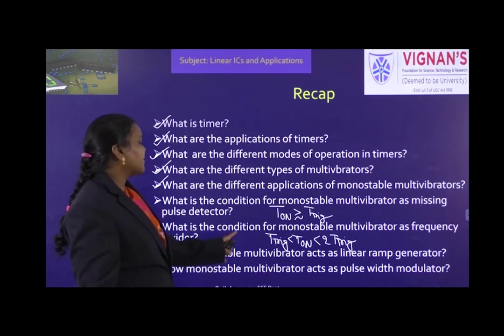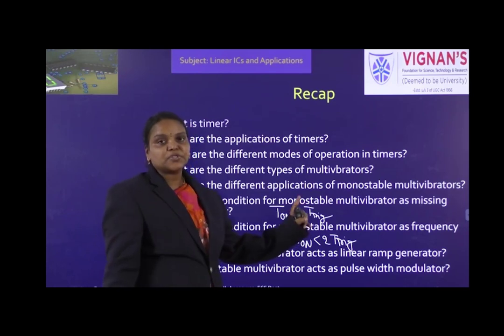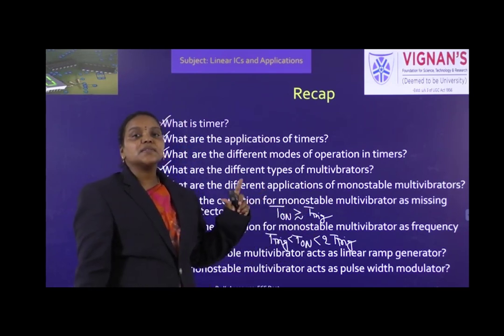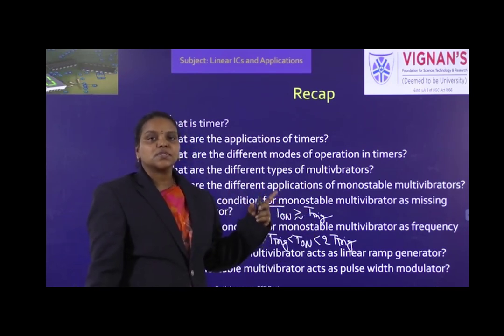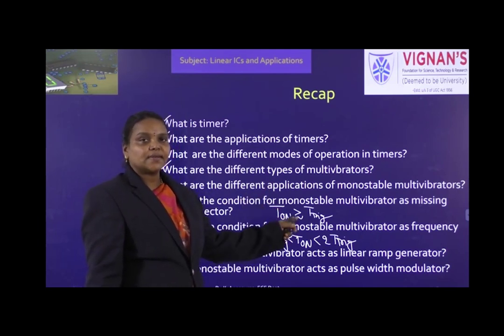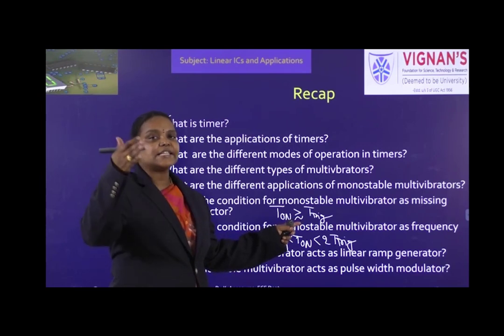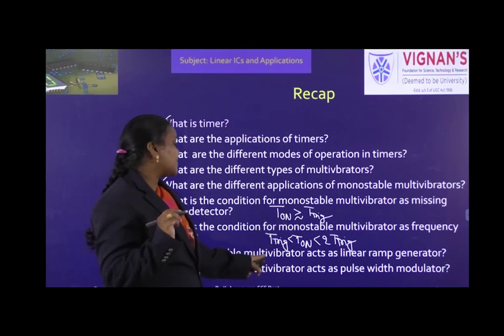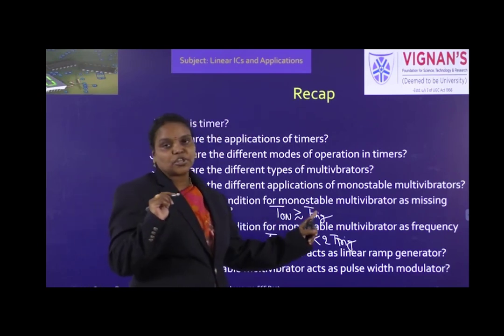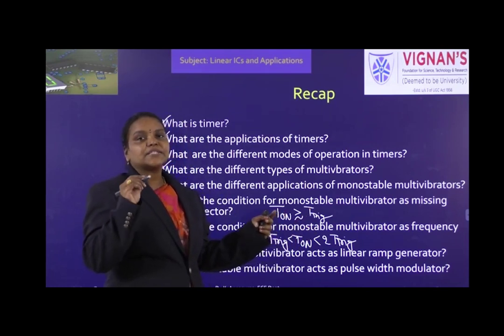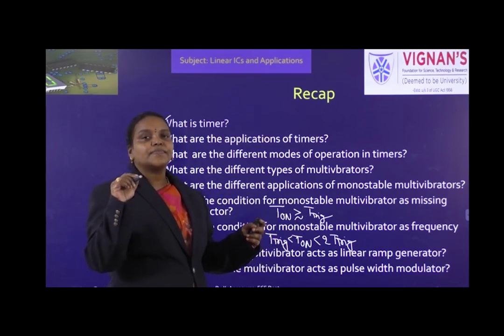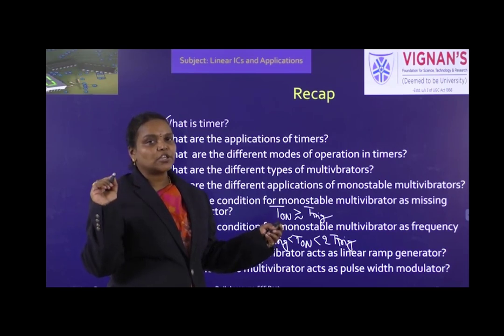How does monostable multivibrator act as linear ramp generator? If the capacitor is supplied with a constant current source, then it gives a linear ramp because it charges linearly. How does monostable multivibrator act as pulse width modulator? By giving the message signal to the control pin, then it gives the pulse width modulation output.